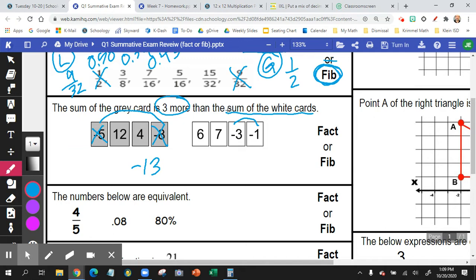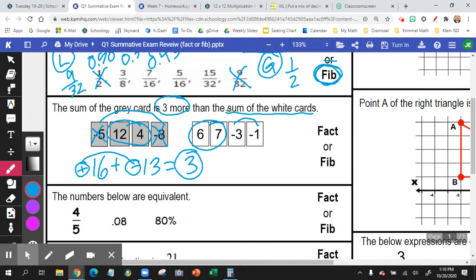And then 12 positives and 4 positives. Once we put those together, we're going to have 16 positives. So 16 positives and 13 negatives. If we take a look at it, positives and negatives are going to cancel. So we have opposite pairs. Opposites mean we're going to subtract 16 minus 13, which is going to give us 3 more positives than negatives.